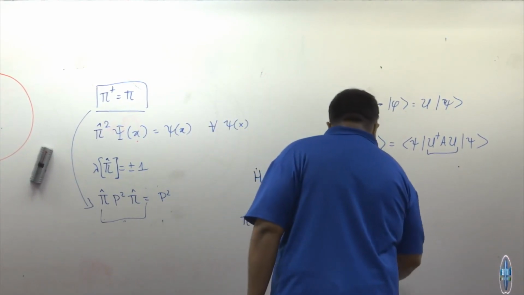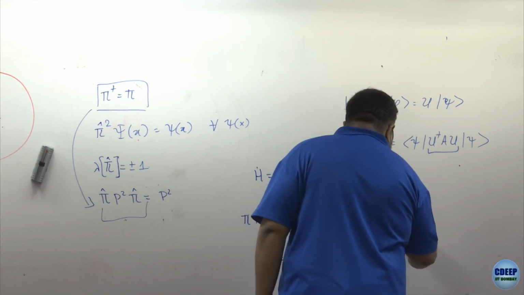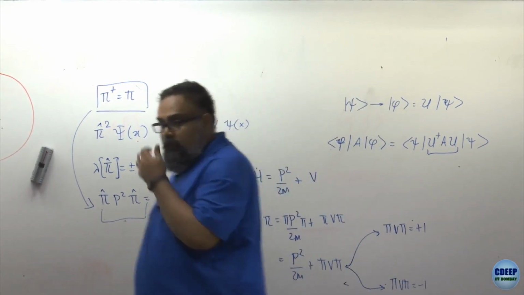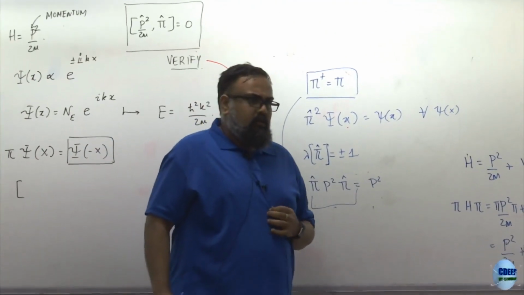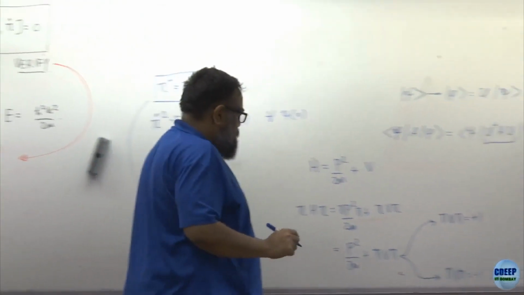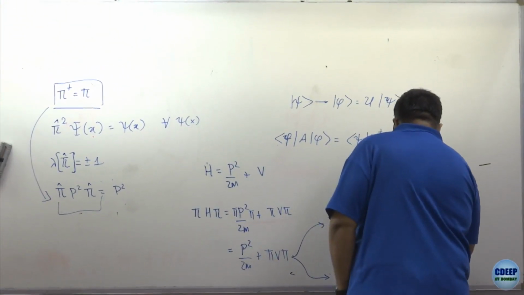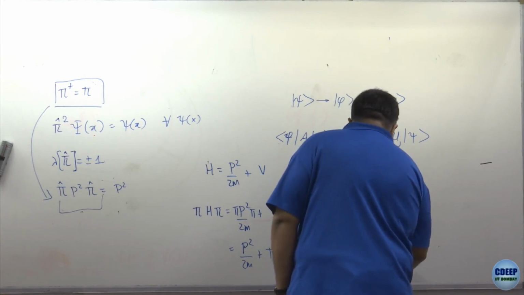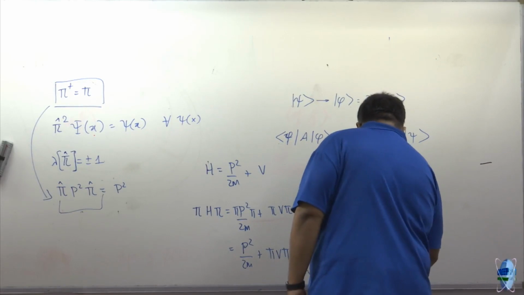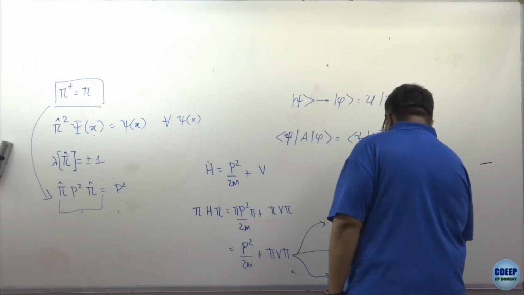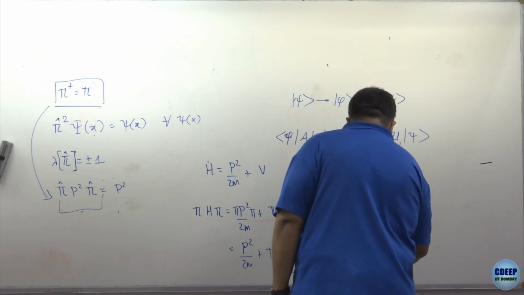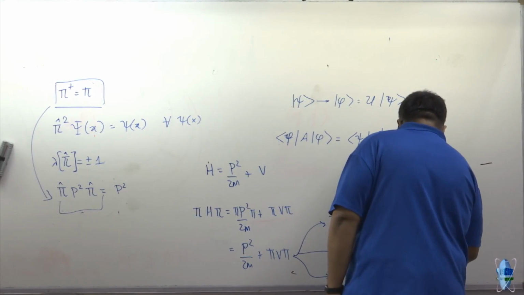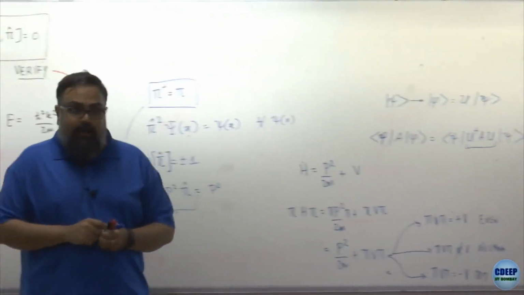So you have two options. Option number one, pi v pi is plus v. Or option number two, pi v pi is minus v. Option number three, it's neither of these. It's neither an even function nor an odd function. So this is what I would call even potentials. And option number three is essentially not plus or minus v, it is not proportional to v.